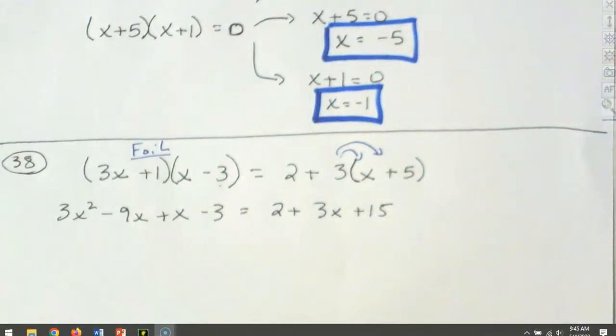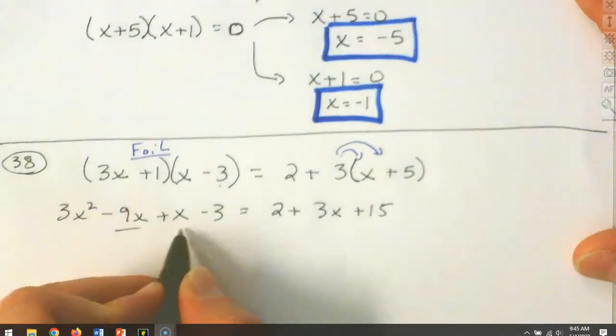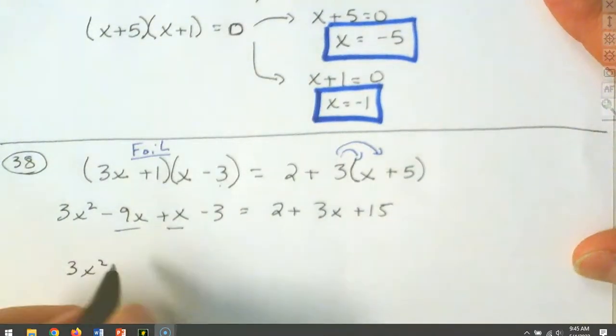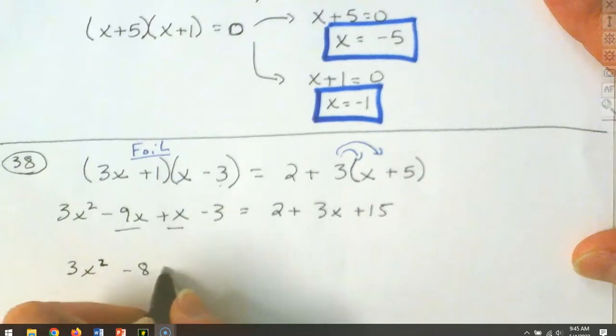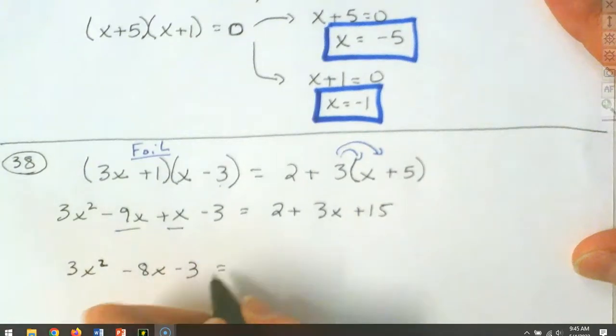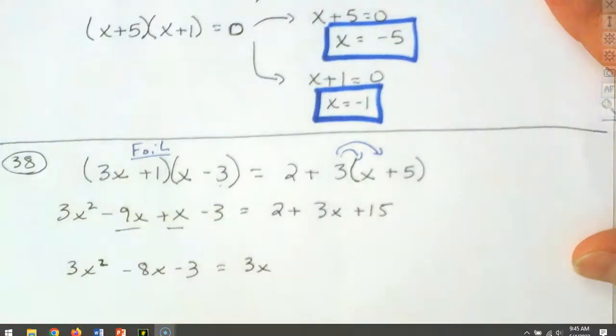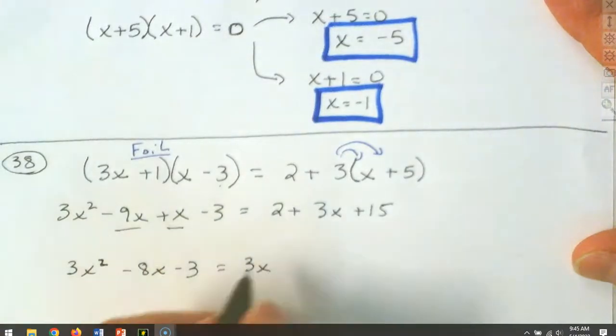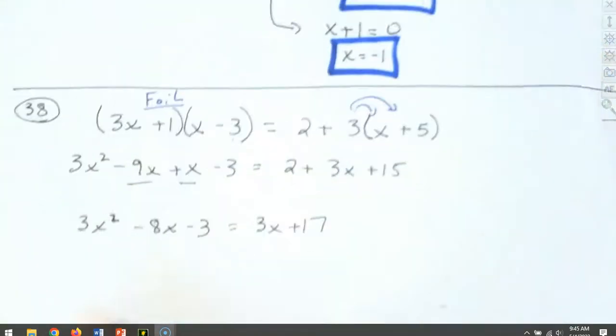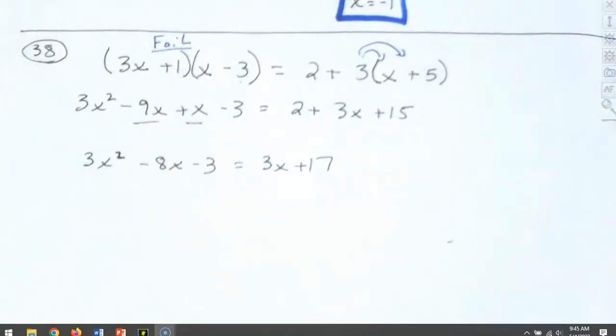Okay, so all the parentheses are gone. Now let's clean it up a bit. Then we'll set it to 0, and we will get our final finished answer. So clean these up. So that gives you a 3x squared minus 8x minus 3. Other side, we've got a 3x. 2 and 15 makes it a 17. So nothing really new. All we're doing is getting rid of our parentheses so we can eventually set it to 0 and refactor it.